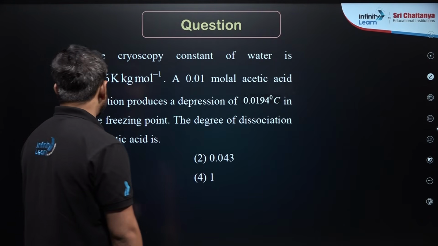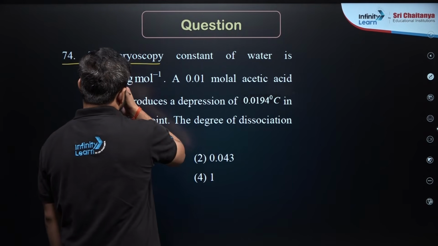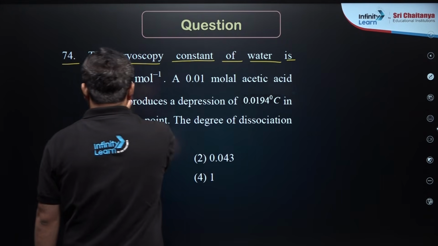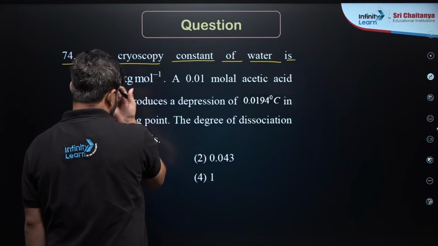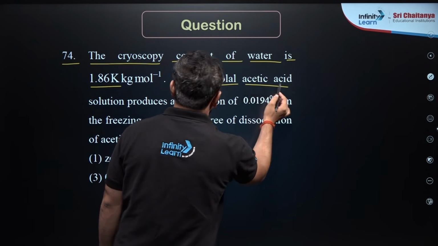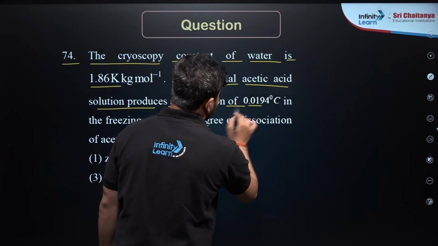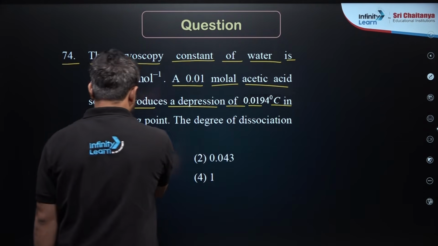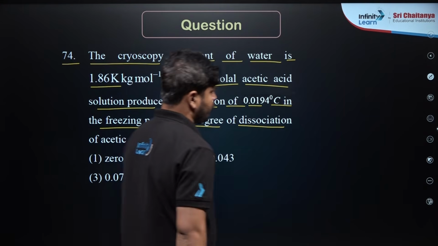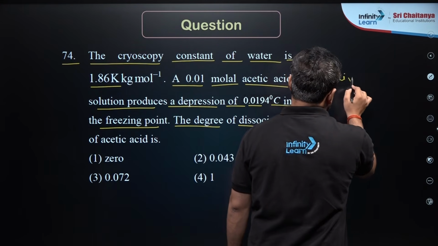Now I am coming to the next question. See this one here, question number 74. The cryoscopic constant of water is given as 1.86 Kelvin kg mole inverse. A 0.01 molar acetic acid solution produces a depression of 0.0194 degrees Celsius in the freezing point. Find the degree of dissociation. We directly apply the formula: delta TF equals i into KF into m.